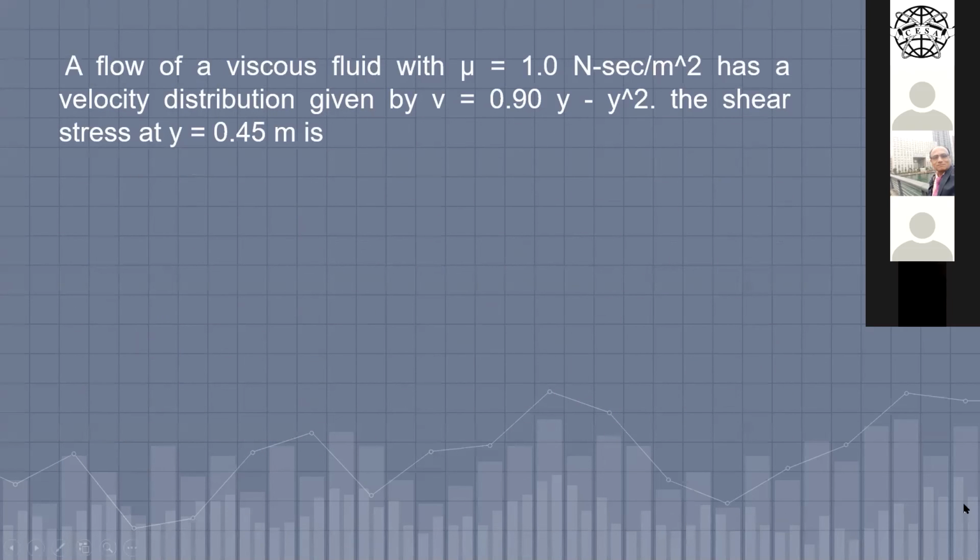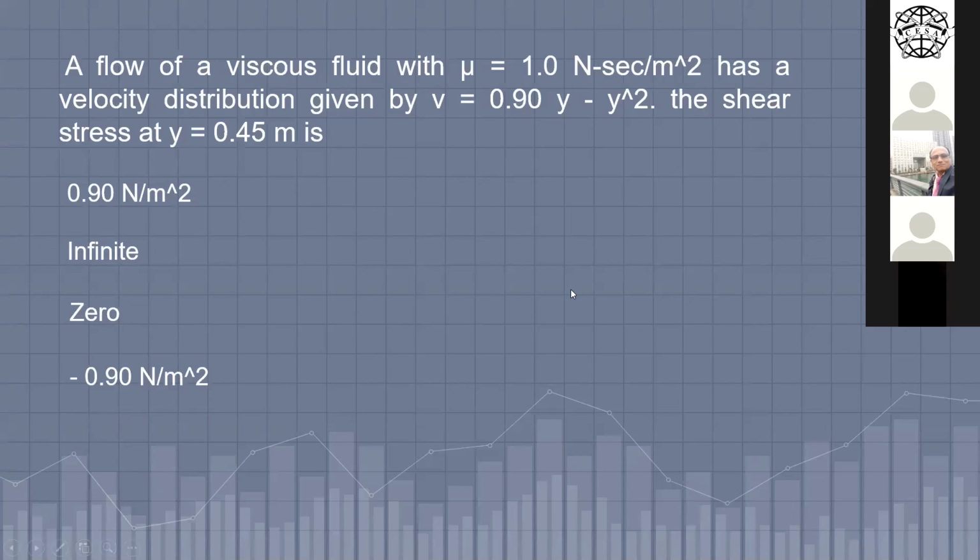See here, this was the question that was asked. I was discussing equations of first year. 1 Newton second per meter square. The velocity distribution is given, and the shear stress is asked at a distance of 0.45. You know that shear stress is nothing but mu into dou v by dou y. So what is the answer? Can anyone tell? Will it be 0.9? Will it be infinite? Will it be 0? Will it be minus 0.9 Newton per meter square?